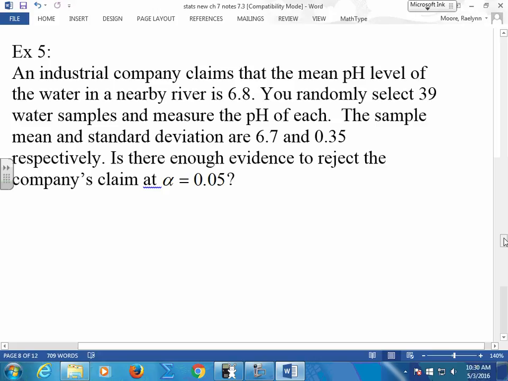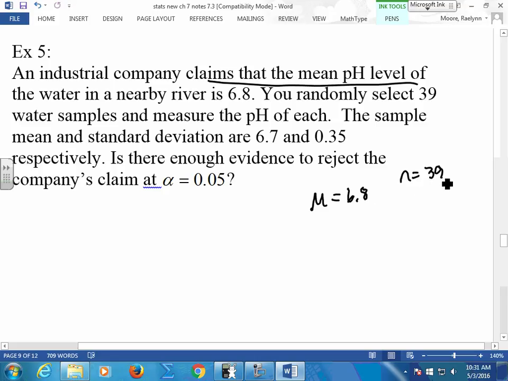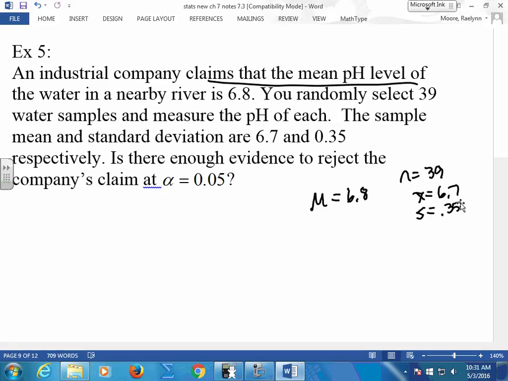So let's try one that has an equal sign here. And this is nice because you don't have to divide anything by 2. You don't have to double anything. So an industrial company claims that the mean pH level is 6.8. You randomly select 39 water samples, and the standard deviation is 0.35. Okay. Get this set up with the tails, guys. Get a graph set up for me.